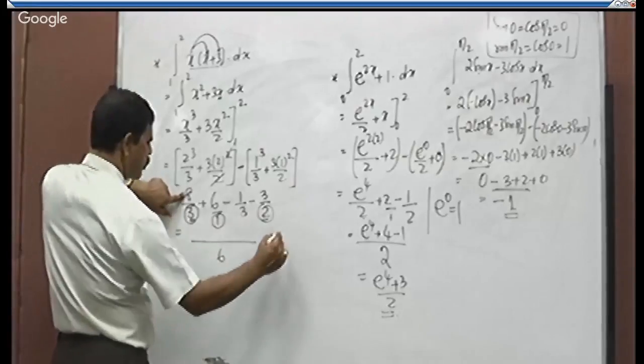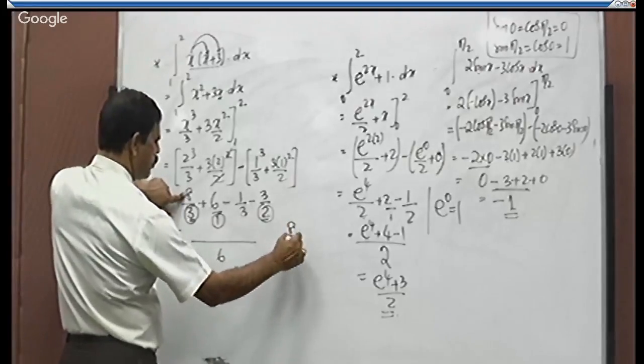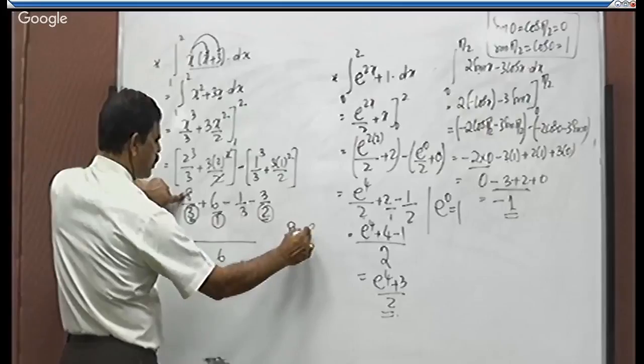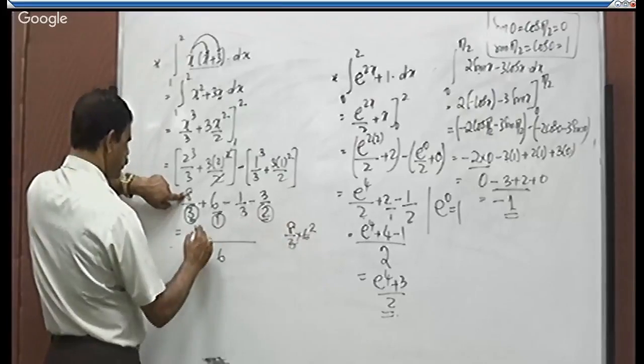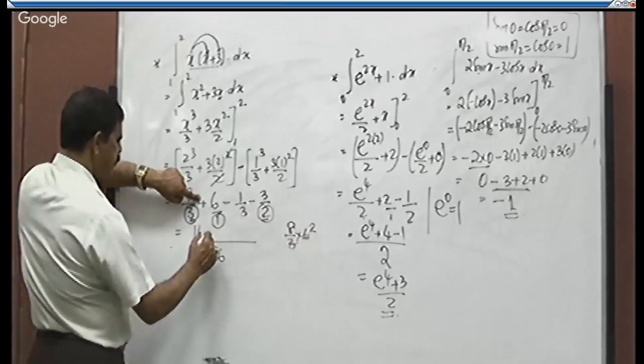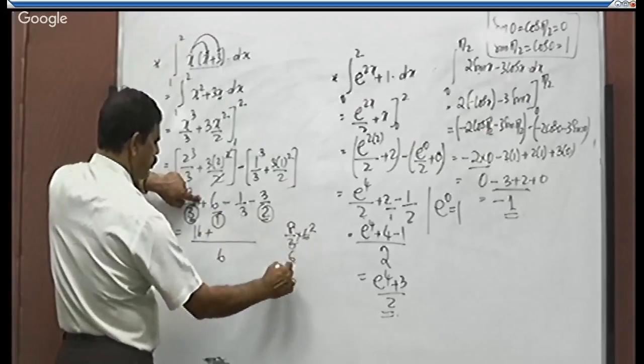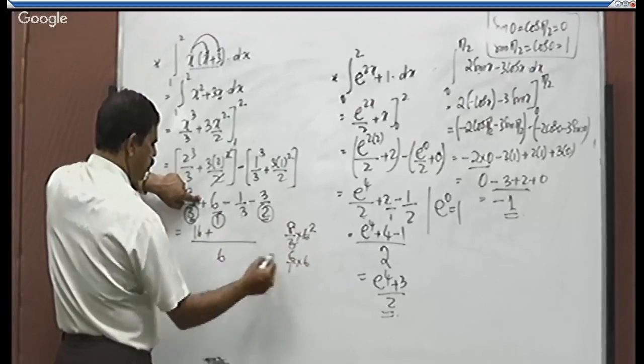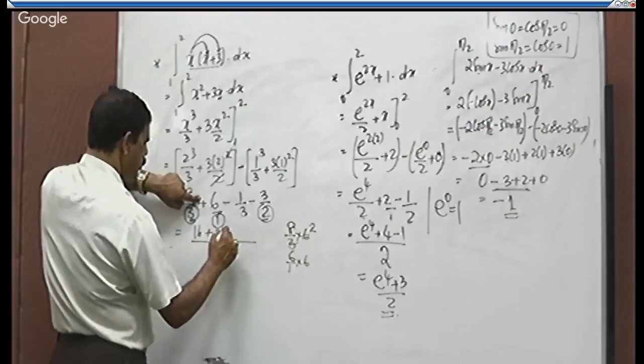So this remains what? 8 divided by 3 into LCM. 3 1 the 3, 3 2 the 6, into 8, 16. Plus 6 by 1 into LCM. LCM is what? 6. 6 into 6 is 36.